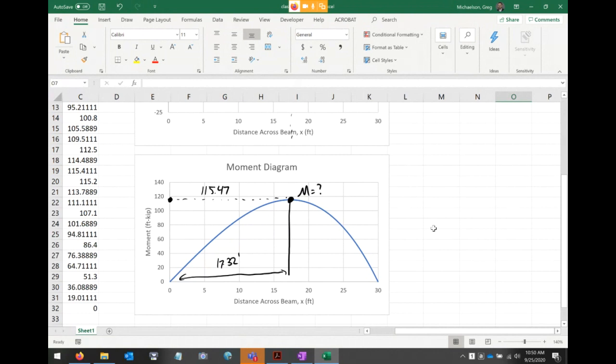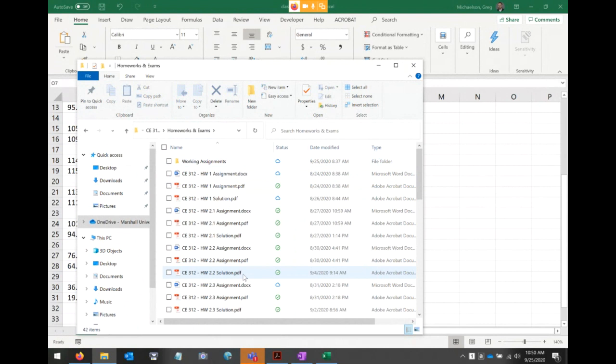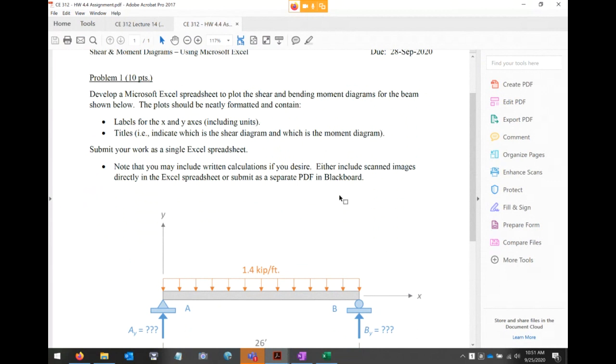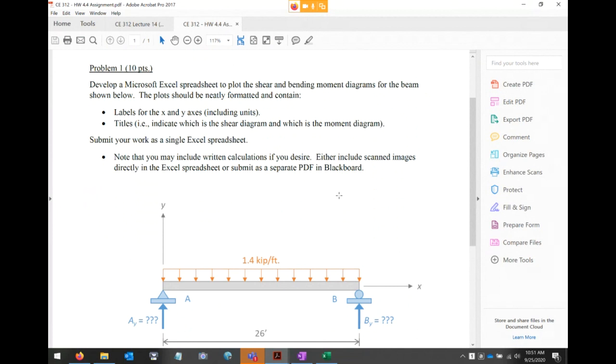Let me show you something real quick before we call it. I want to show you your homework assignment because this is a little different. So what I want you to do is develop an Excel plot for this, okay? I'll go ahead and tell you that the math is a lot easier. Instead of a triangular load, it's a uniformly distributed load. But I want you to develop an Excel spreadsheet to plot the shear and moment diagram for this beam, okay?